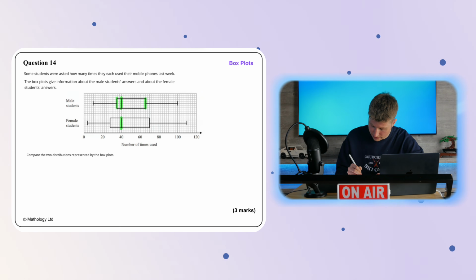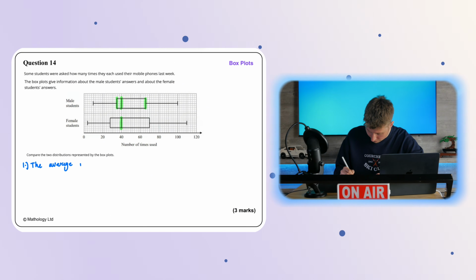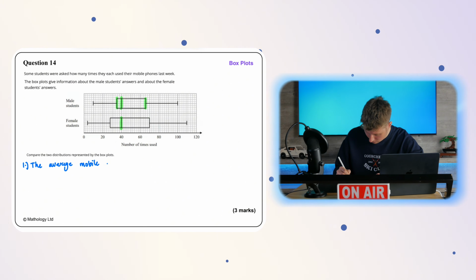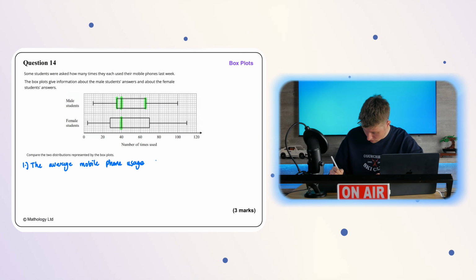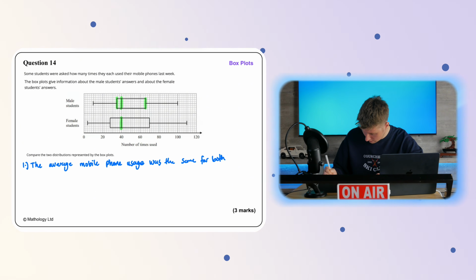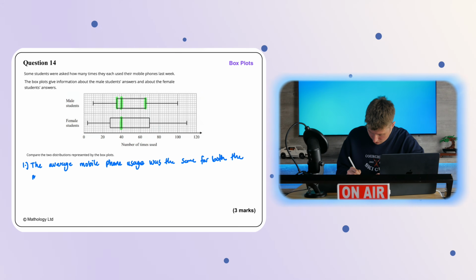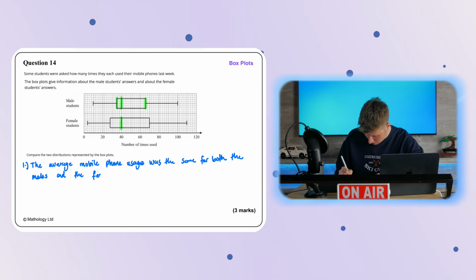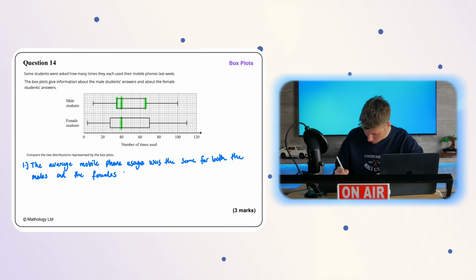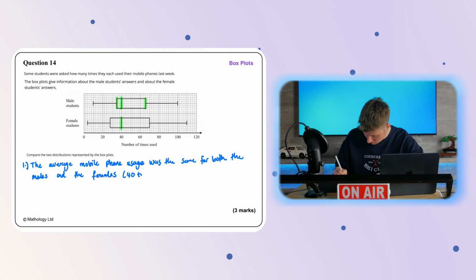So we can say that the average mobile phone usage was the same for both the males and the females. And then in brackets, I'm just going to put 40 times.